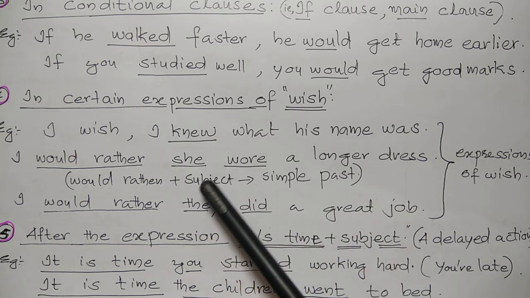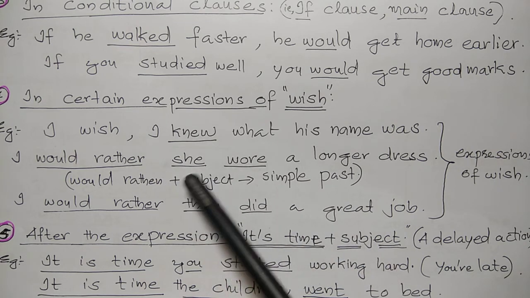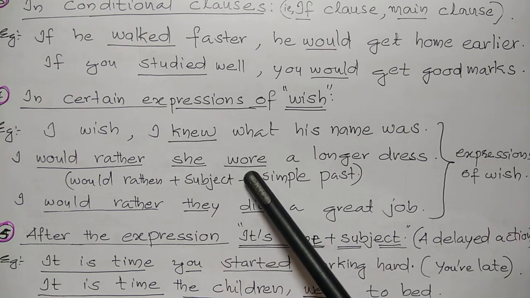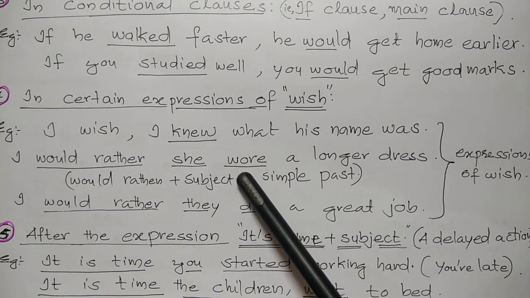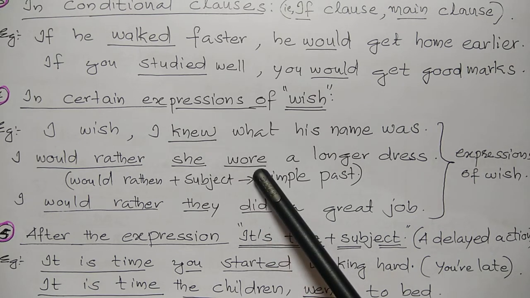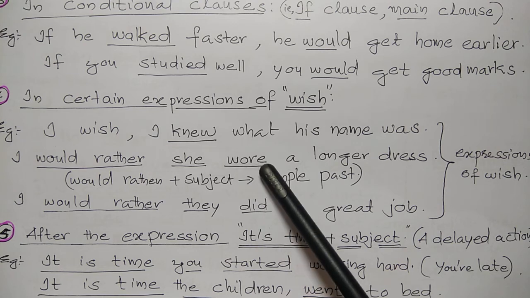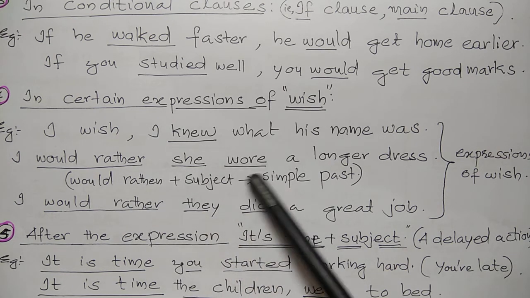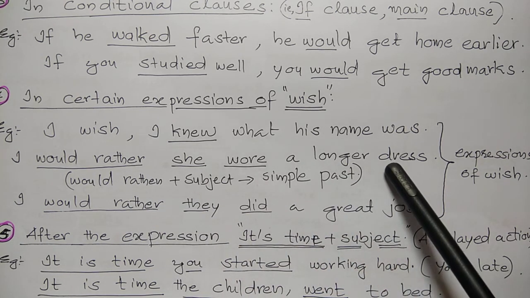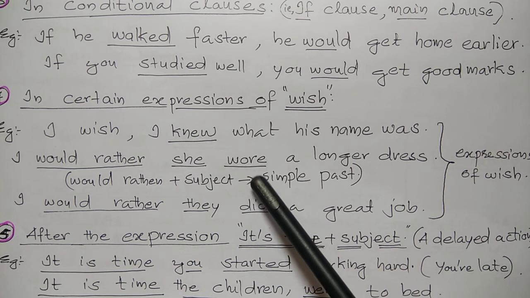I would rather and the plus the subject, then there will be a blank. So we have to use there the simple past or V2 form of the verb. I would rather she wore a longer dress. This is V2 form of wear.